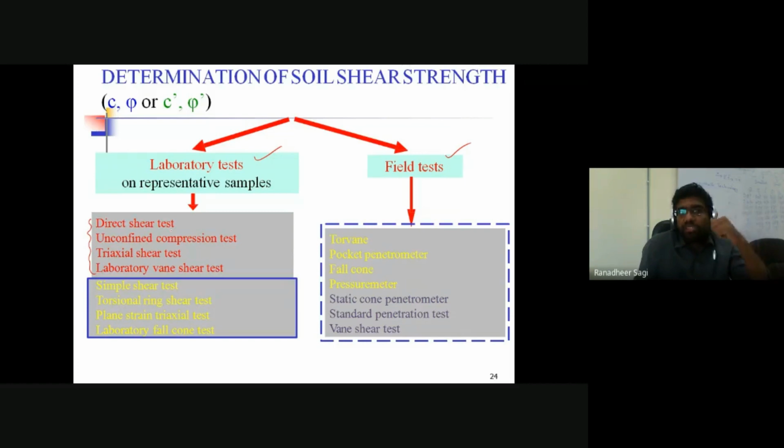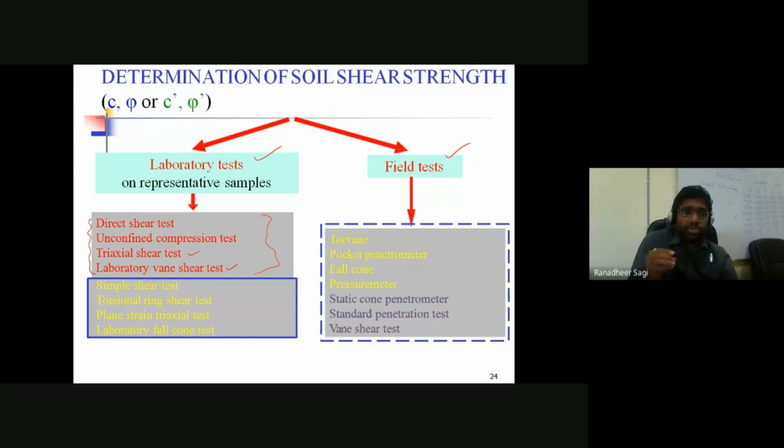The unconfined compression test is one of the tests we'll talk about. And we have different types of triaxial tests, which I'll introduce one by one in our subsequent classes. We'll also come across another type of shear test, the laboratory vane shear test in the case of the lab. Various other tests are also there, but we'll not come across them as far as our basic fundamental course is concerned.